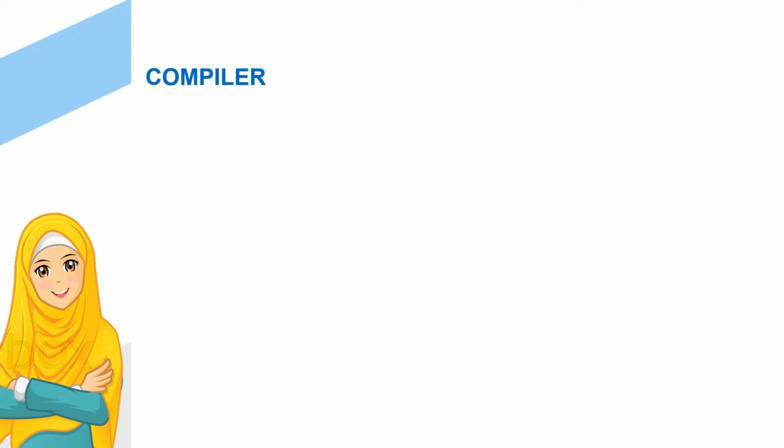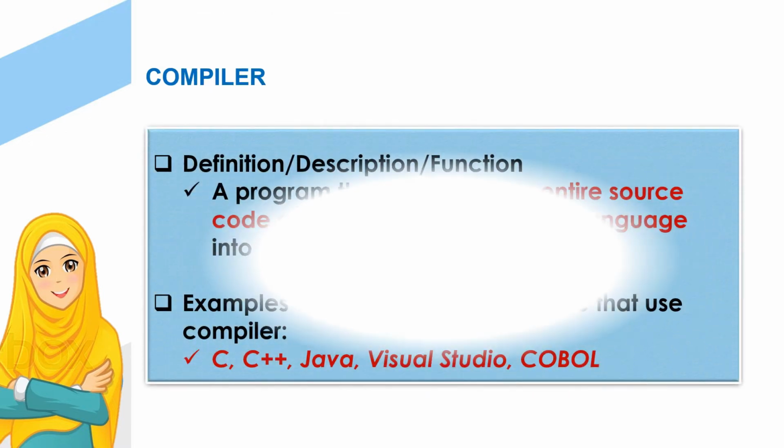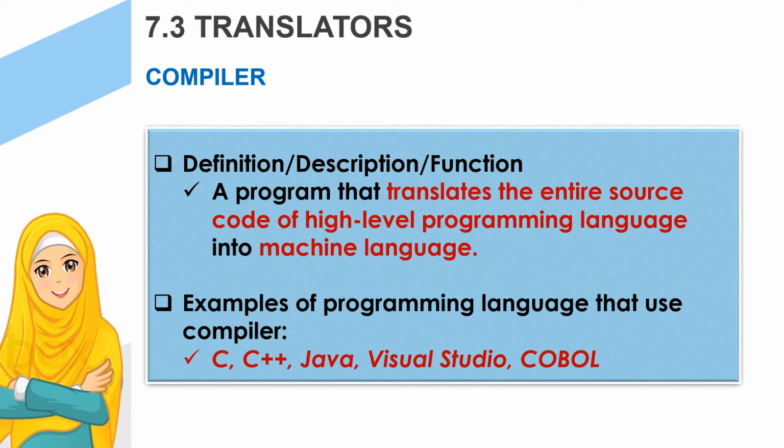Now let's look at the third one, iaitu compiler. What is compiler? It is a program that translates the entire source code of high-level programming language into machine language. Okay, sama je dengan interpreter, memang dia orang convert high-level programming language kepada machine language. But the difference is here, okay? Compiler dia akan translate entire source code. Entire source code keseluruhan. Kalau interpreter tadi translate line by line. But for compiler dia translate entire source code.